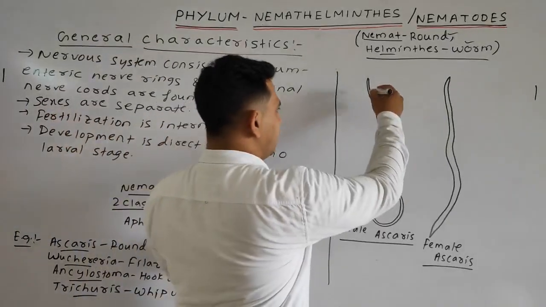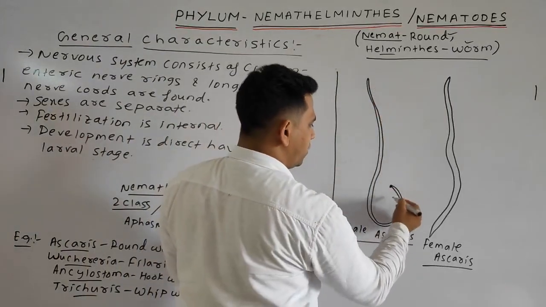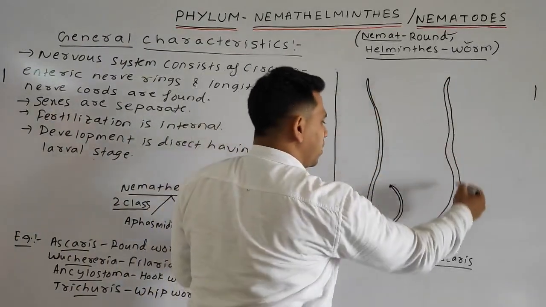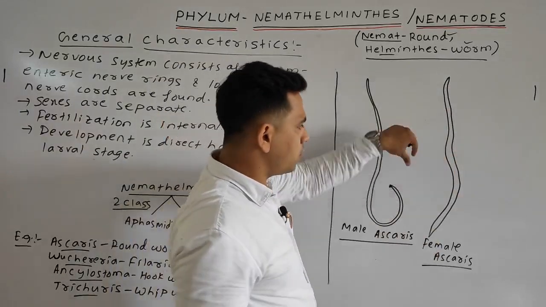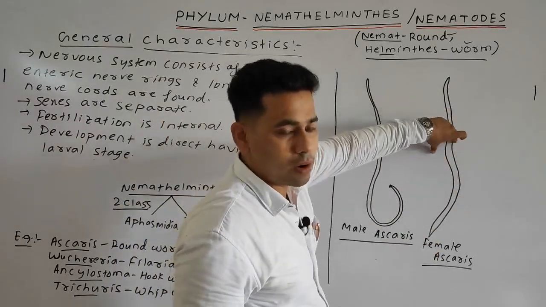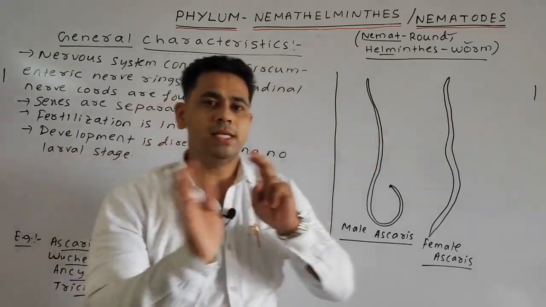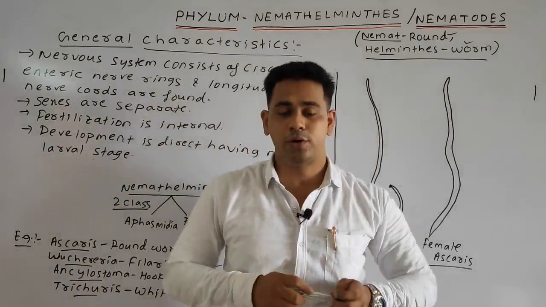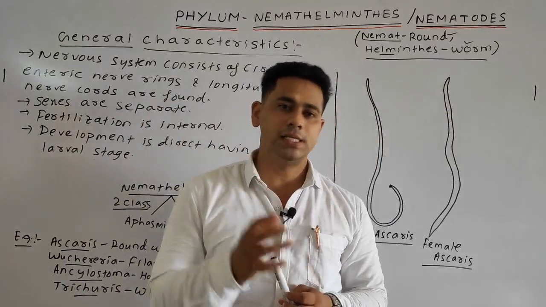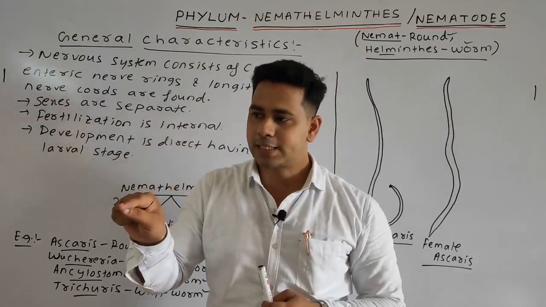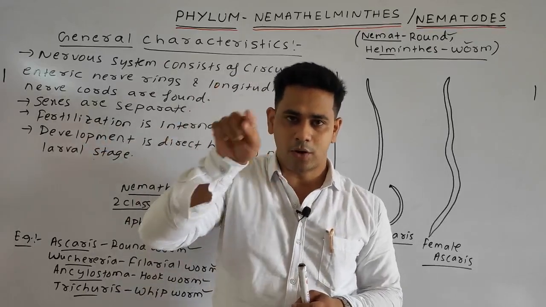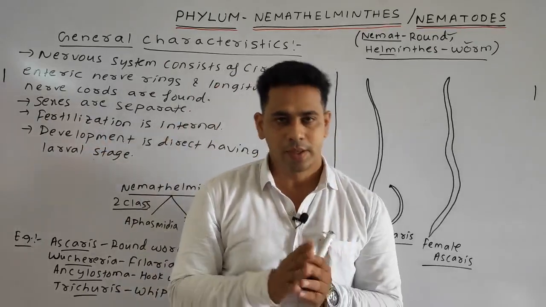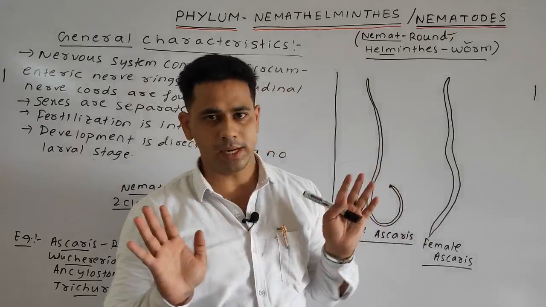You can see the male is somewhat coiled, but the female is straight. The male is thin, but the female, as compared to the male, is thick. So you can easily identify, as we have the practical in the laboratory, which one is your male Ascaris and which one is your female Ascaris. Simple, if the Ascaris is coiled, then that is known as the male. If it is straight, then it is known as a female Ascaris.